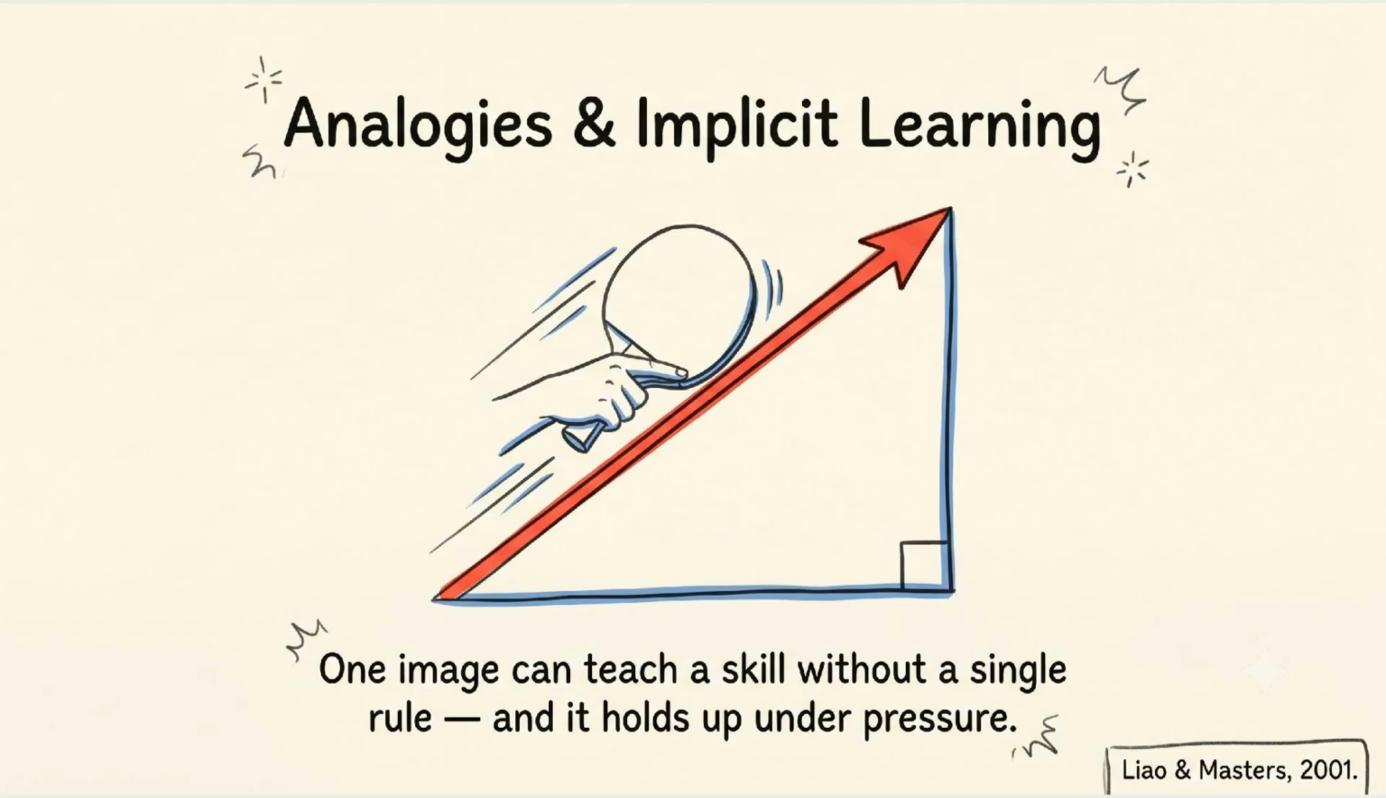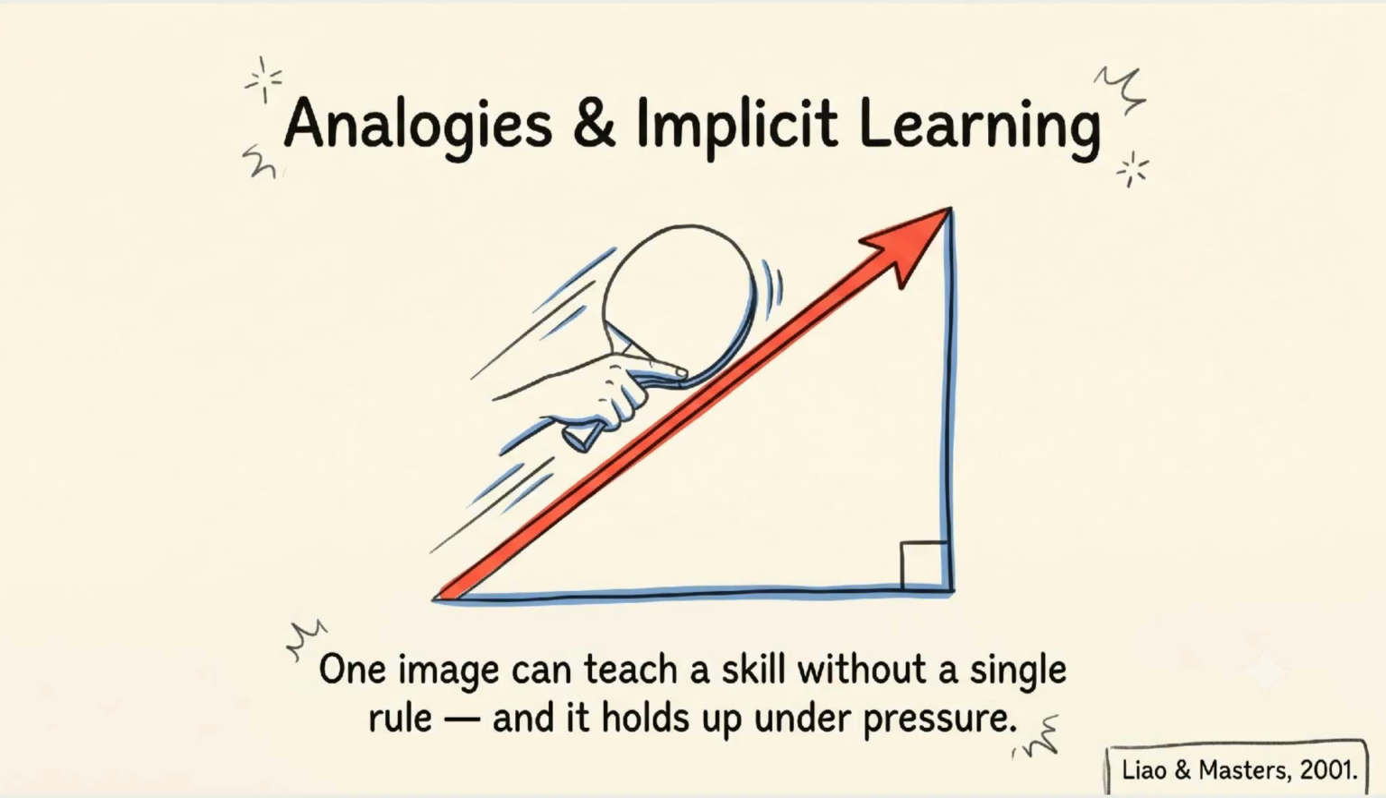Closely related is a wonderful idea. You can sometimes teach a skill best by not explaining it at all, through analogies. Richard Masters and colleagues showed that a good movement analogy lets people learn implicitly, with very little explicit, verbalizable knowledge of what they're doing. Their classic example, teaching a table tennis topspin shot. Instead of a checklist of instructions about arm angle and paddle motion, learners were simply told to swing up the hypotenuse of an imaginary right triangle.